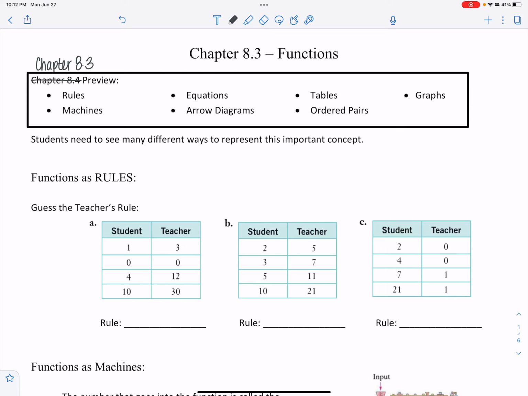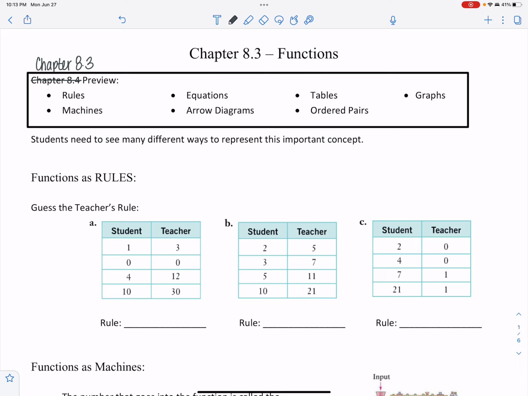Hey guys, so in this video we are going to introduce this idea of functions and several different ways that you can view functions. And so here you see in the box is kind of a preview and overview of chapter 8.3. We are going to look at the different ways that you can represent functions, and then we're going to kind of end in graphs, which we will pick up in the next section on what more we can do with graphs specifically.